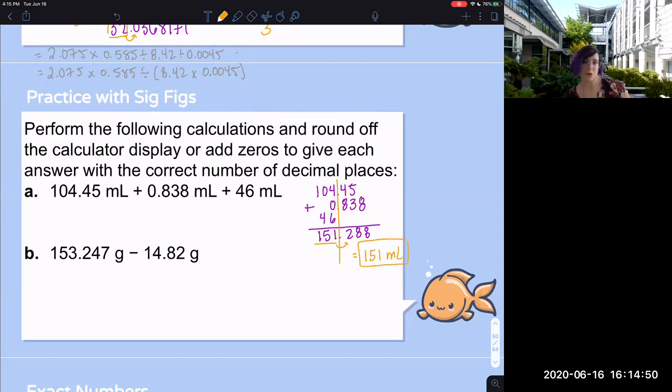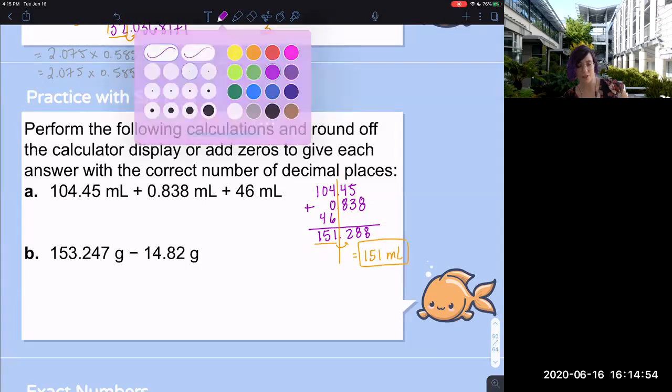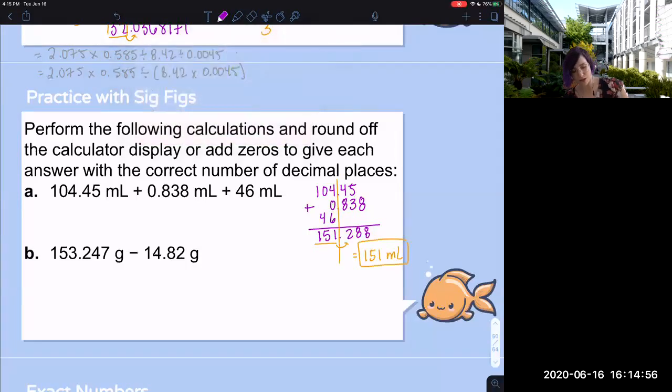Do the next one on your own. All right, hopefully you've done that. Pause really quick. Done this number. I'm just going to go ahead and enter this right here. Make it a little easier for myself. Do your math out. We get 138.427. Where are we going to cut it?